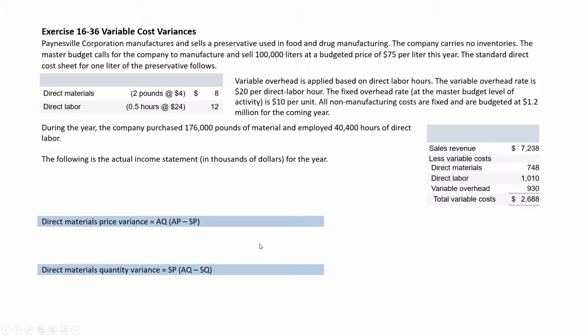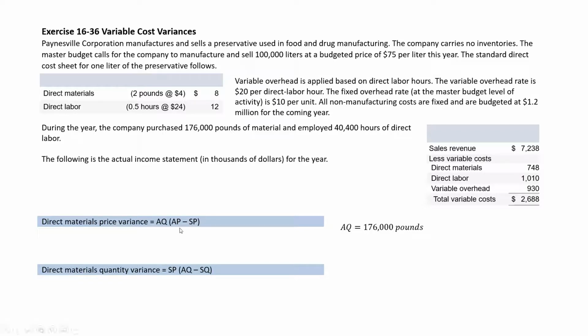So let's go through that with direct materials. Our actual quantity is given to us. That's the actual quantity of material that was purchased, and that's 176,000 pounds. And I do want to stress for this problem, for my other two problems, they had us rounding things to the nearest 1,000. We don't do that.